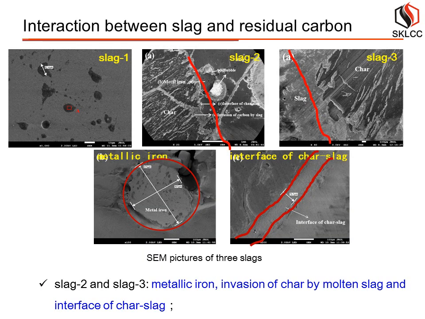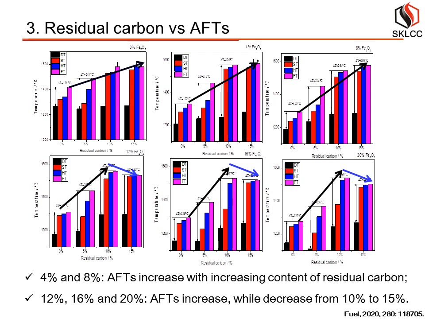And we use SEM to investigate the interaction between slag and radiocarbon. For the normal slags, it also has some radiocarbon, but the particle is very small. However, for the abnormal slag, slag 2 and slag 3, they have metallic ion invasion of char by melting slag and the interface of char and slag. In our previous work, we studied the effect of radiocarbon content on its fusibilities, and we found that the increase of radiocarbon usually leads to the increase of its fusion temperature.